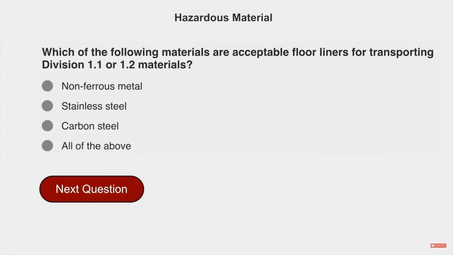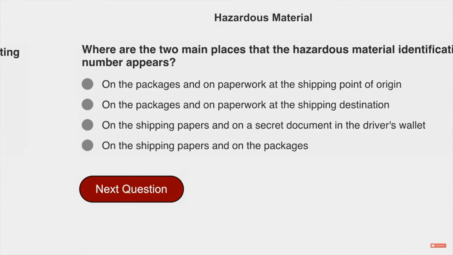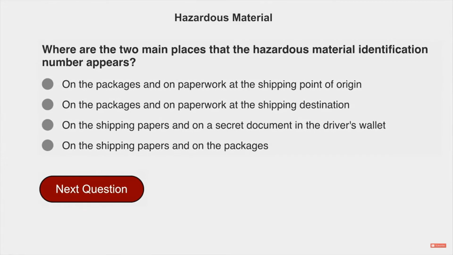Which of the following materials are acceptable? Floor liners for transporting Division 1.1 or 1.2 materials. Non-ferrous metal. Where are the two main places that the hazardous material identification number appears? On the shipping papers and on the packages.